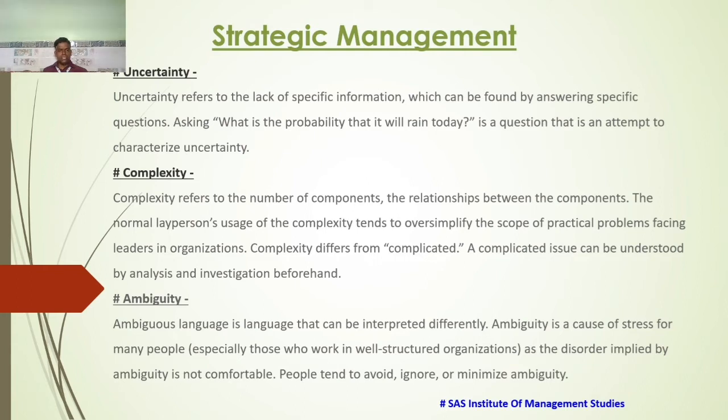Ambiguity. Ambiguous language is language that can be interpreted differently. Ambiguity is the cause of stress for many people, especially those who work in well-structured organizations, as the disorder implied by the ambiguity is not comfortable. People tend to avoid, ignore, or minimize ambiguity.